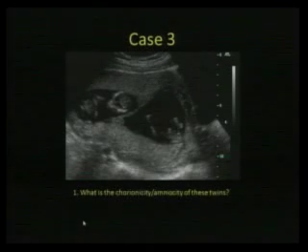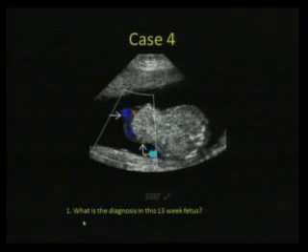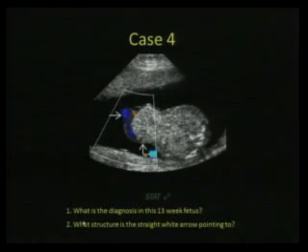What is the chorionicity and amnionicity of these twins? And what sonographic sign is that? In our last case, what is the diagnosis in this 13-week fetus? And what structure is the straight white arrow pointing to?